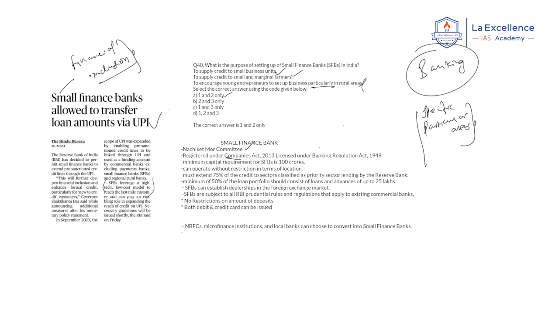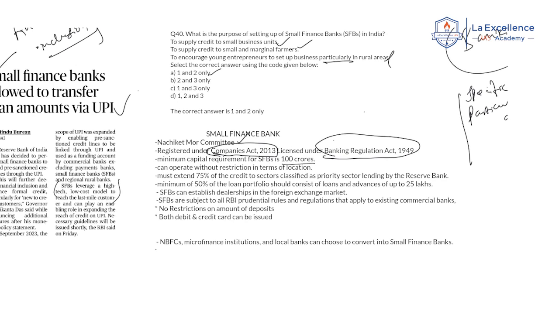Remember, small finance banks are registered under the Companies Act of 2013. They are licensed under the Banking Regulation Act of 1949. Okay, these are very important. The minimum capital requirement of small finance banks is 100 crores. They can operate without restrictions in terms of location. Now, you have to remember that there are certain restrictions put on payment banks. For example, payment banks can only issue debit cards, but small finance banks can issue both debit and credit cards. There is no restriction on the amount of deposits. Why is this point mentioned? Because payment banks are limited. They can have only deposits of 2 lakhs, but small finance banks have no restrictions.